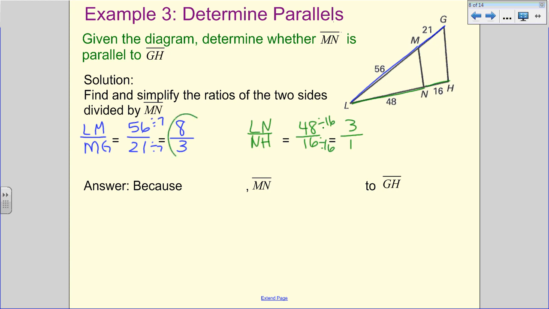So what we're looking at is one segment side has an 8/3 ratio. The other segment side has a 3-to-1 ratio. So because we know that 8/3 does not equal 3 over 1, we know that MN is not parallel to GH. Okay? So sometimes they talk you through examples where they are parallel. Sometimes they have examples where they're not parallel. So let's go through our checkpoints.